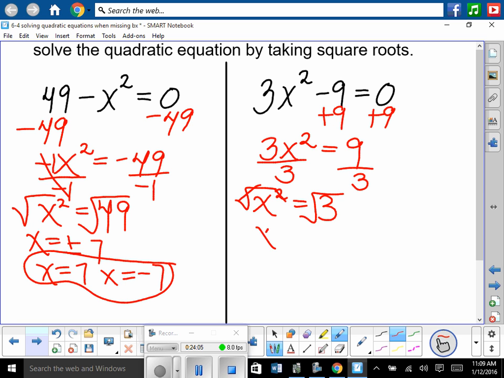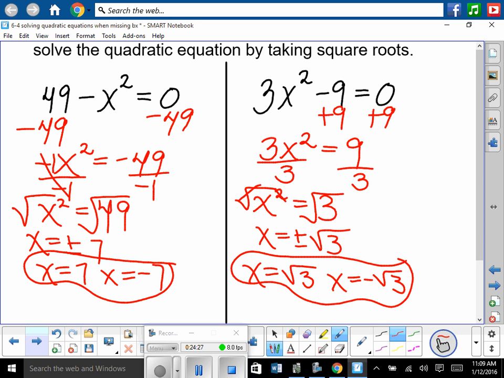So root cancels out with power. We have x is equal to plus and minus the square root of 3. Is that a decimal? Yes. Are decimals acceptable as answers? No. Does the square root of 3 break down? No. So we would leave it as the square root of 3. So we have x is equal to positive square root of 3. X is equal to negative square root of 3. Are you all feeling comfortable?